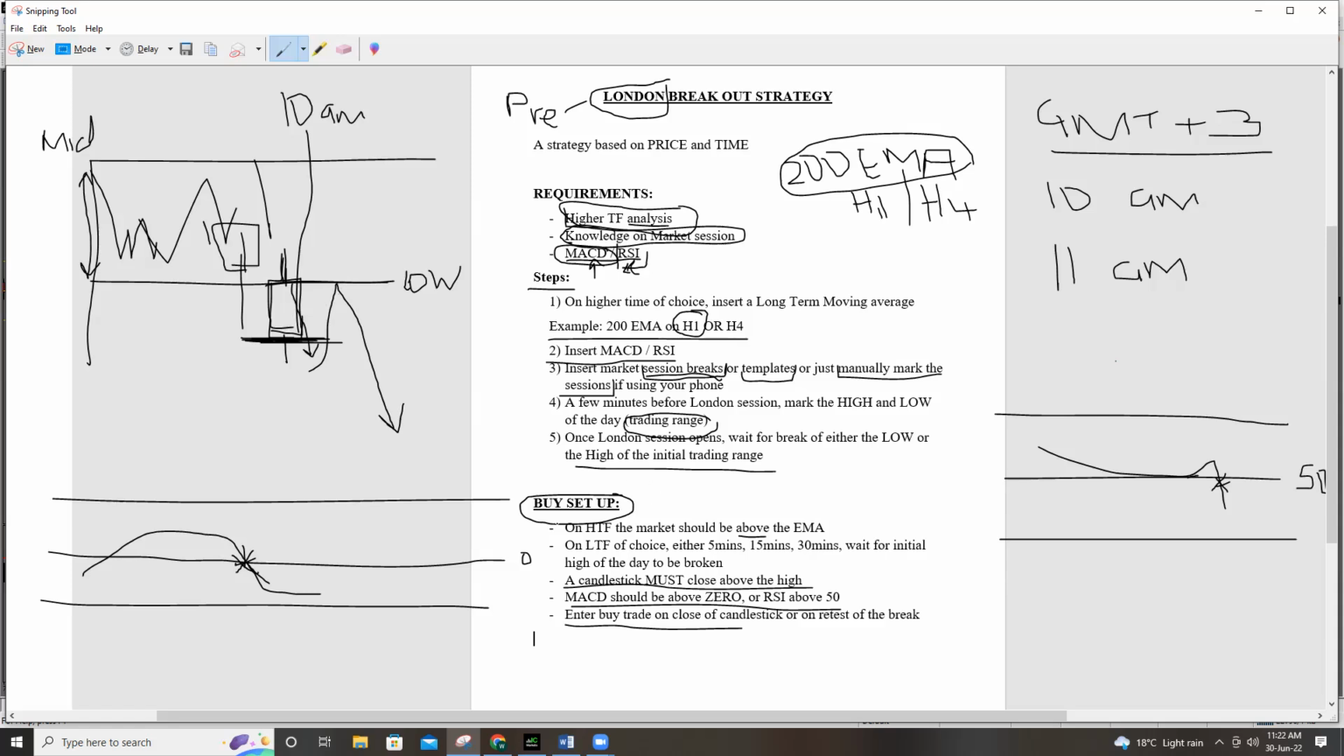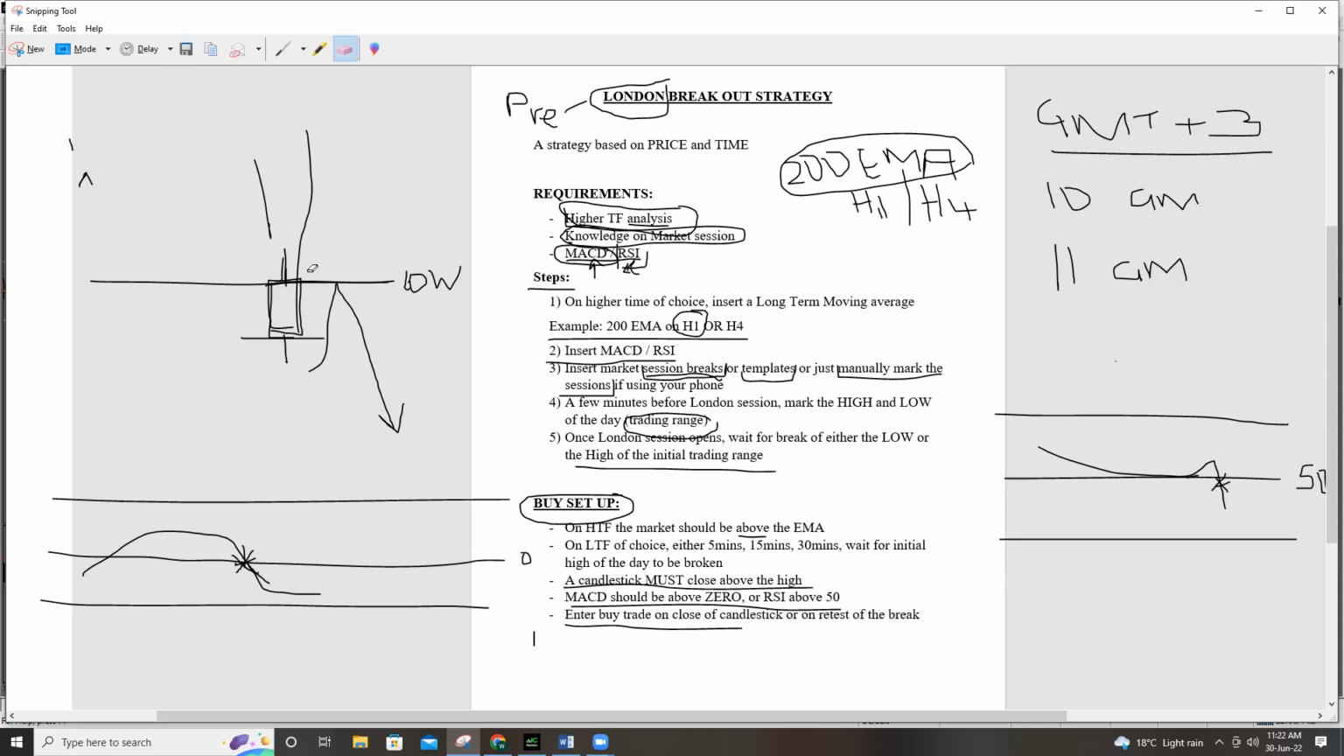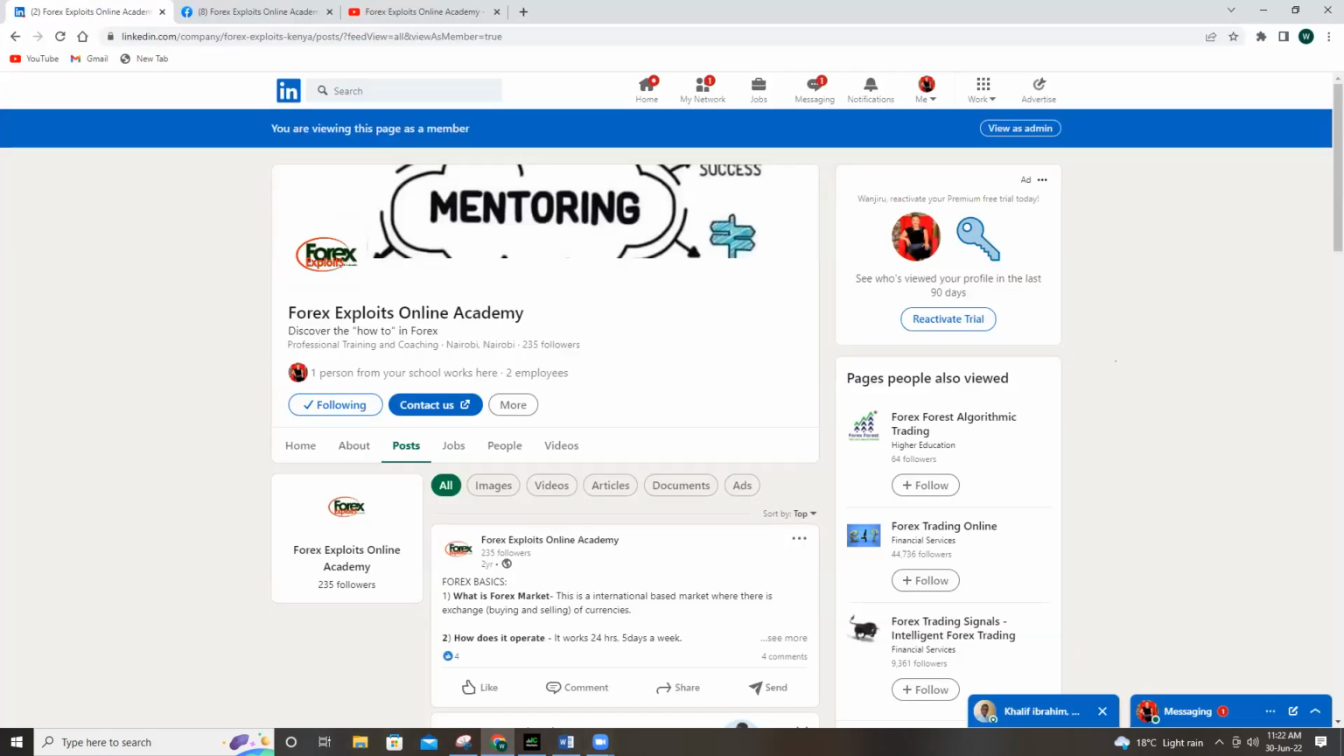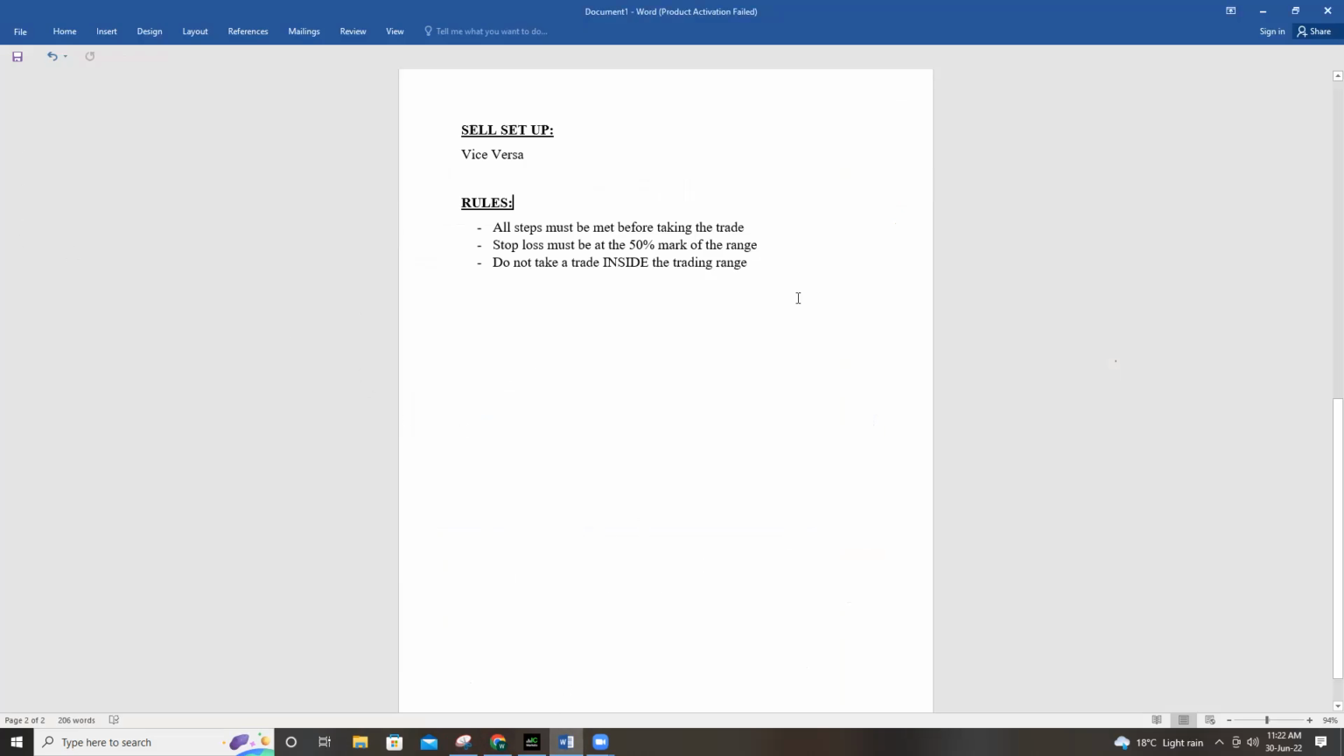So those are the rules or the steps of trading the London breakout strategy. Of course, each strategy has a rule. There are rules. Before we get to actual example, let's go through rules that must be met when you're trading that strategy. Let's talk about rules that must be met.